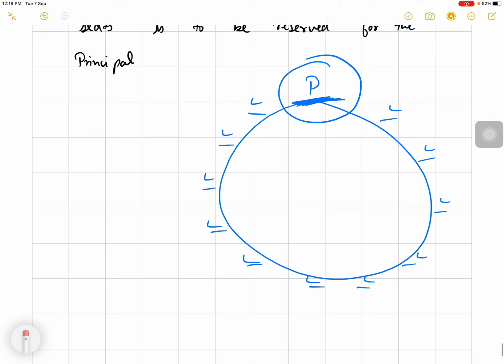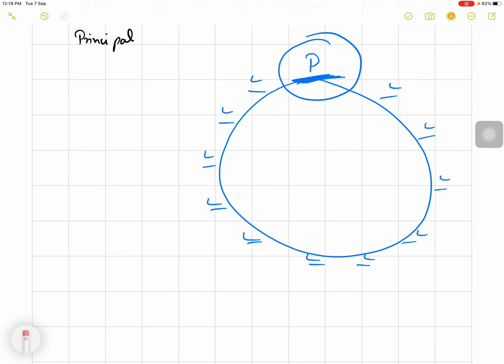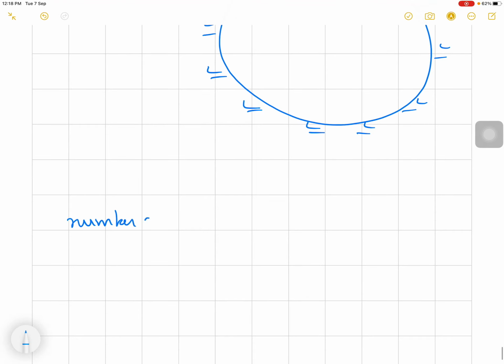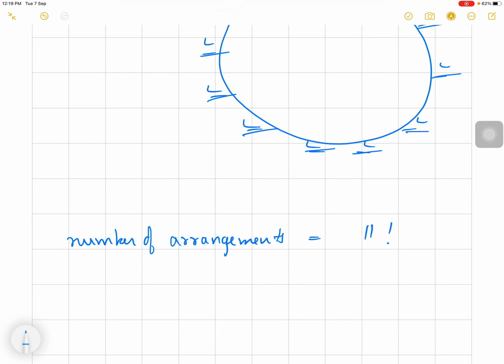So one place is already fixed for him. So how many places are created? 11 places are created. So here the answer is 11 factorial. One seat is reserved for the principal, so the principal is not moving, and the remaining 11 lecturers are sitting in a circular arrangement. So the number of arrangements will be 11 factorial. The principal is sitting, and now there are 11 places: 1, 2, 3, 4, 5, 6, 7, 8, 9, 10, 11. So 11 places and 11 lecturers can sit in 11 factorial ways.